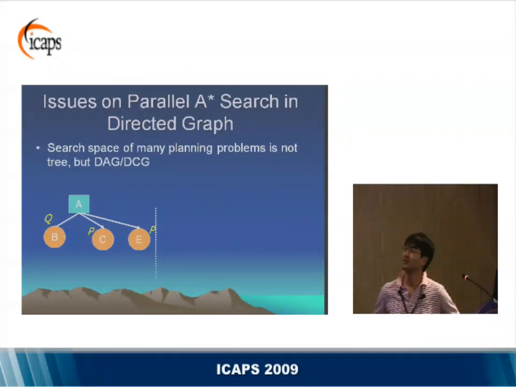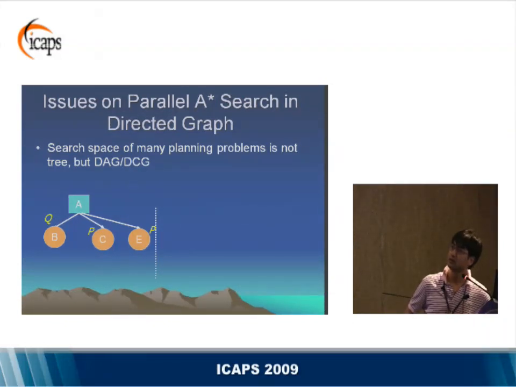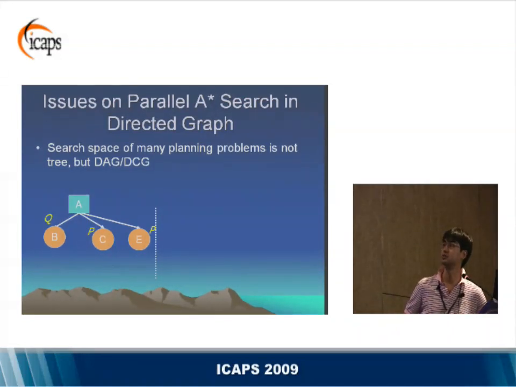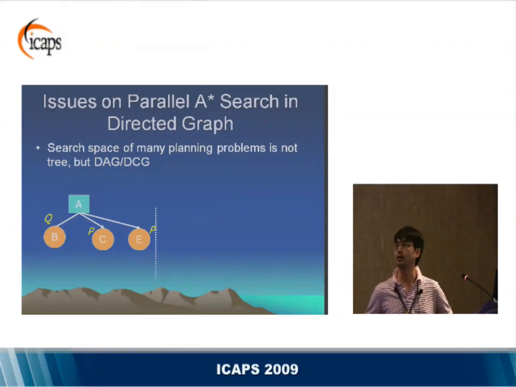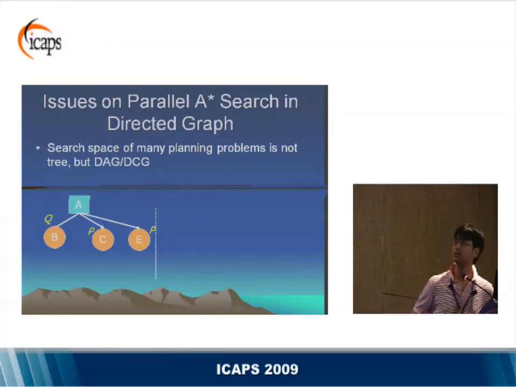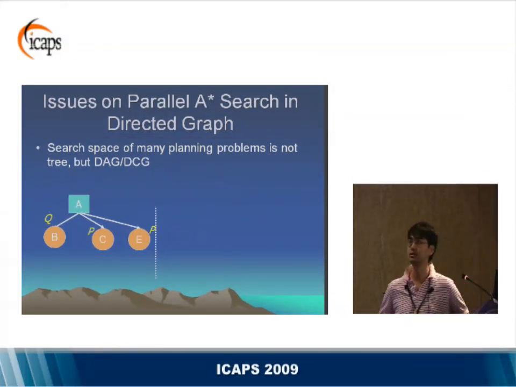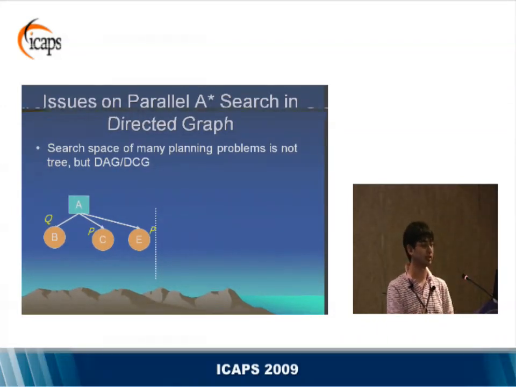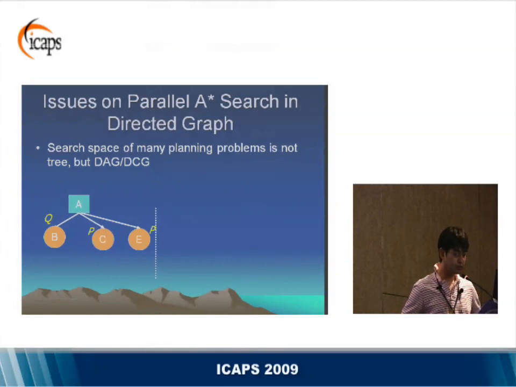And on this platform, there's also a problem related to parallel search. The fact is that the search space of many planning problems is not a tree but a graph, so more than one path can lead to the same state. This causes a problem when parallelizing the algorithm.